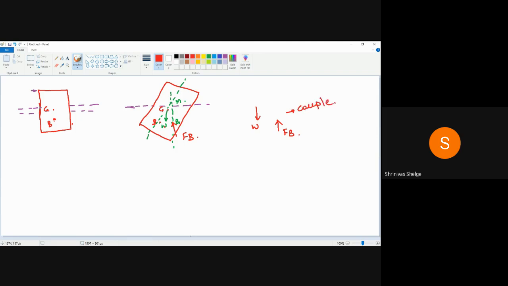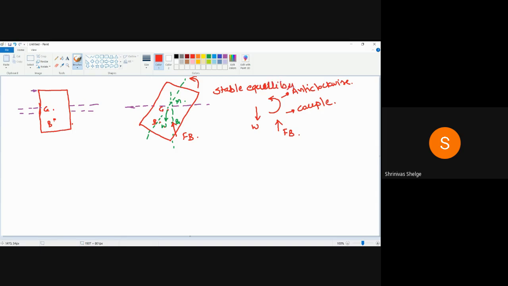And we always know that a couple tends to rotate the body. Due to these two forces, the body will tend to rotate in the anti-clockwise direction. That means it is trying to regain, or return to, its original position, and this is nothing but the stable equilibrium condition.